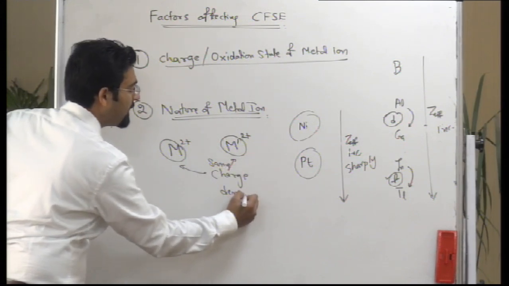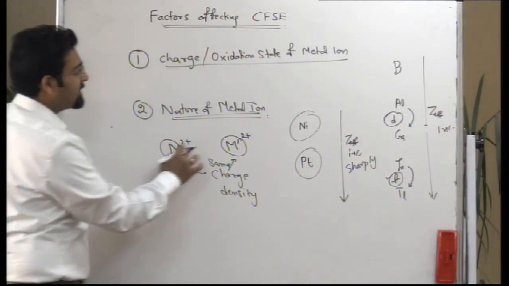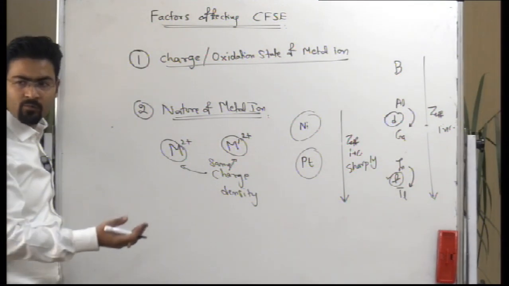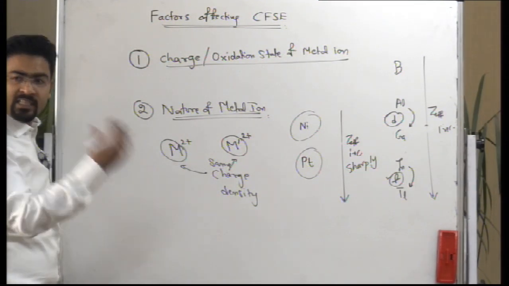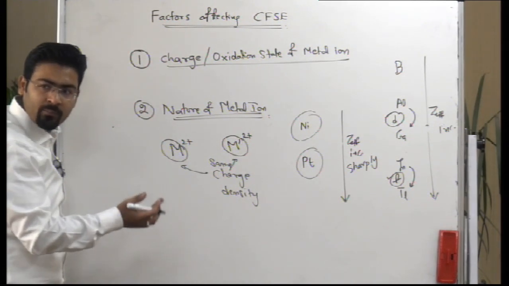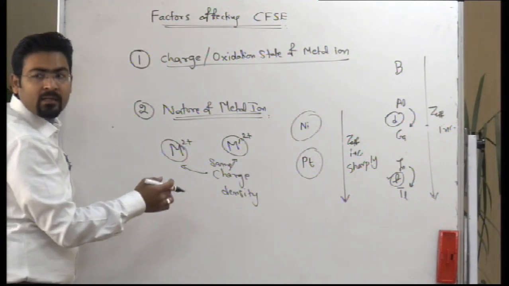एकदम हाइपोथेटिकल केस ले लेते हैं कि दोनों का चार्ज डेंसिटी एग्जैक्टली सेम है. मेरा पॉइंट ये कि if the charge density of the two is exactly same and both are combining with same ligand, same number of ligands, then the CFSE value for the two cases should be exactly same. But it will not be, because even if the charge density is same, there is one factor which comes into play, that is effective nuclear charge.